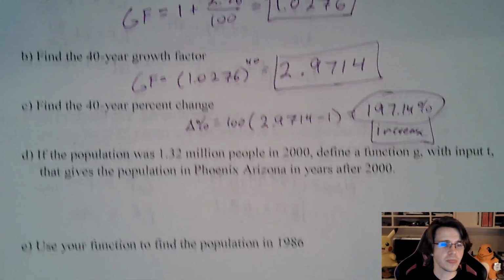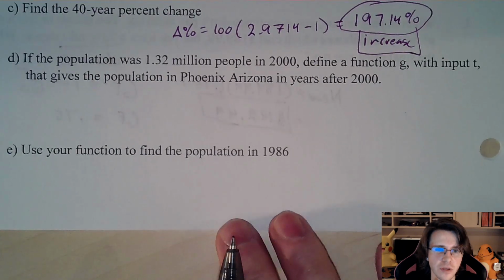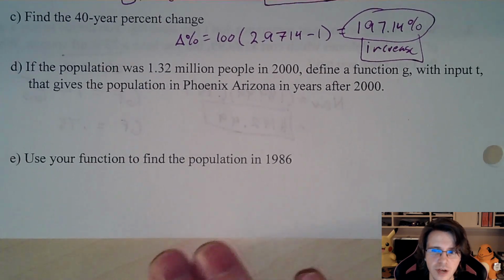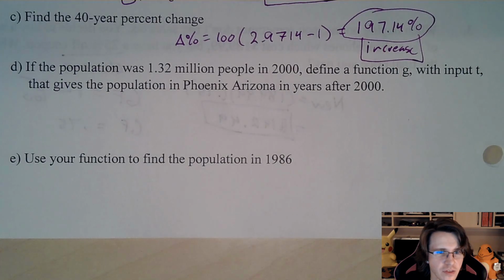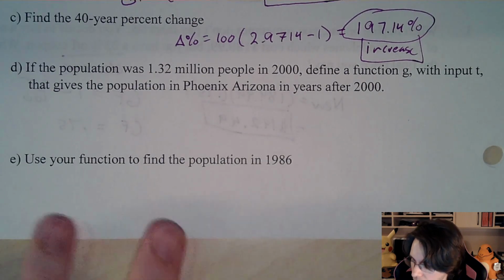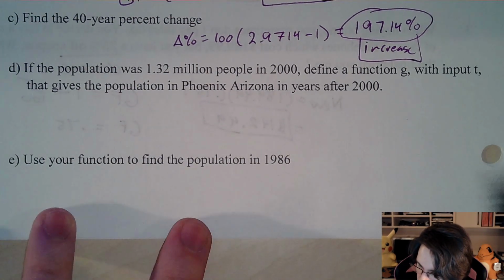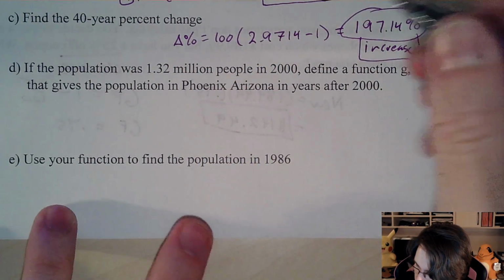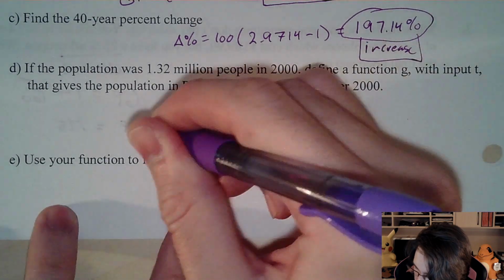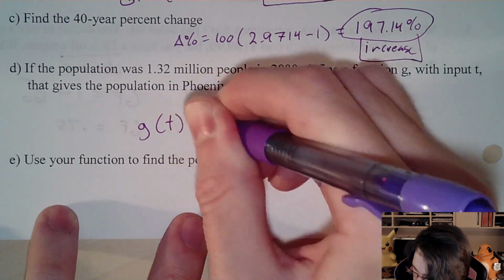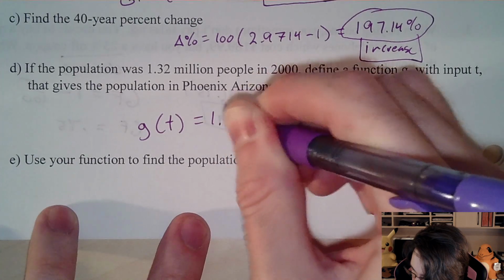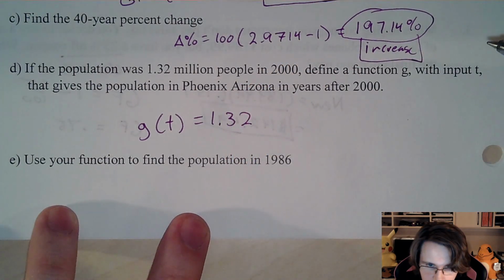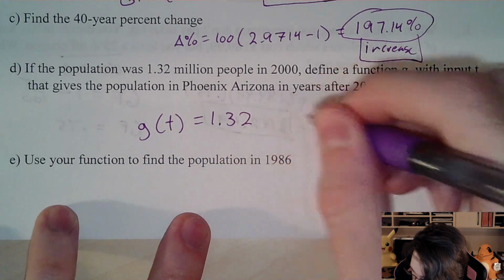All right, letter D. If the population was 1.32 million people in 2000, find a function G with input T that gives the population of Phoenix, Arizona in years after 2000. So be careful here. This is after 2000. So we have G with input T. G of T is equal to 1.32 million people. Remember, this is in millions.